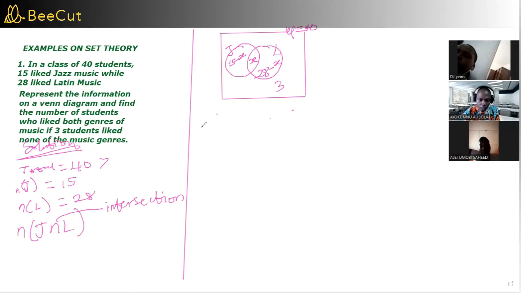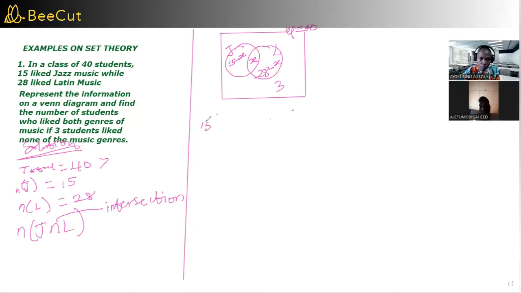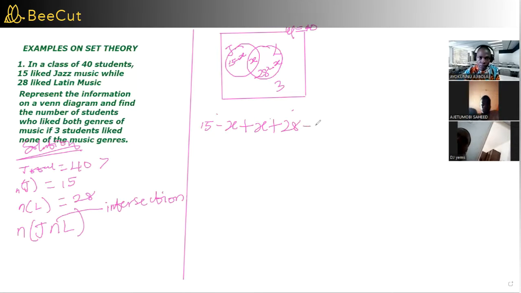So let's see. I have 15 minus x, plus this x, then plus 28 minus x, then plus 3. So you will observe, how many things do I have in the brackets? 1, 2, 3, 4, 5, 6. And I pick them out, 1, 2, 3, 4, 5, 6, and I'm taking note of the signs.